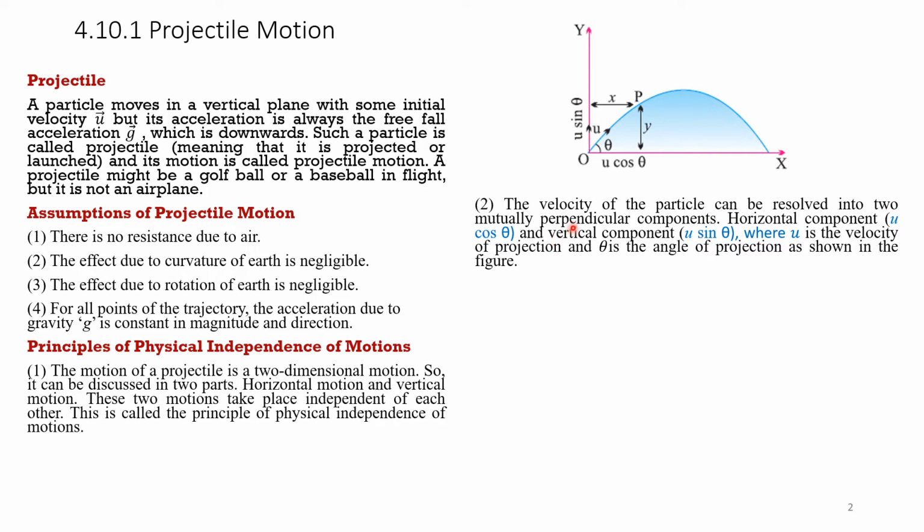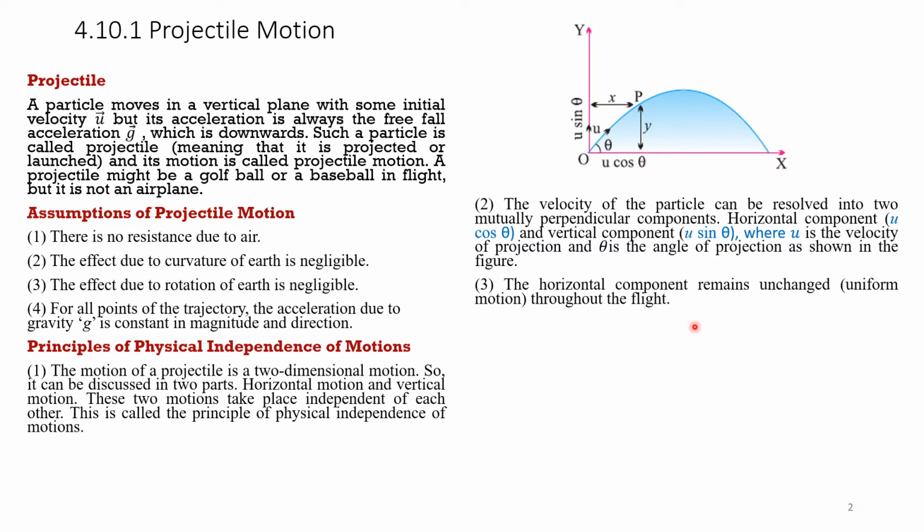The velocity u of the particle can be resolved into two mutually perpendicular components. That is, a horizontal component equal to u cos theta and a vertical component u sin theta, where u is the velocity of projection and theta is the angle of projection as shown in the figure. So the y component is u sin theta and the horizontal x component is u cos theta.